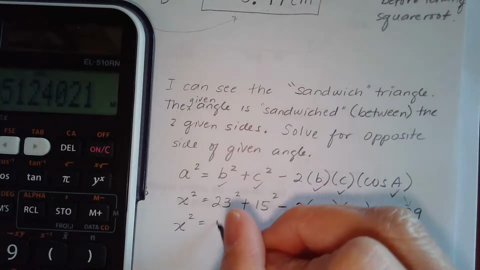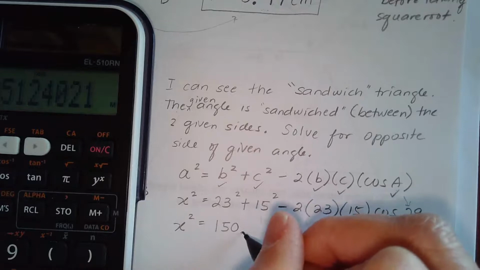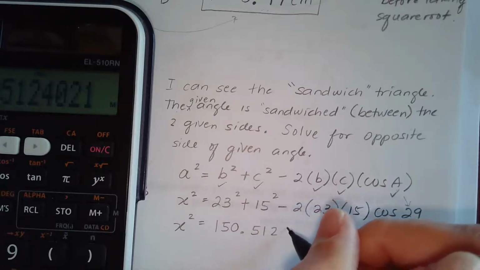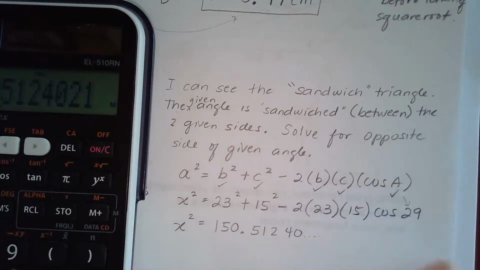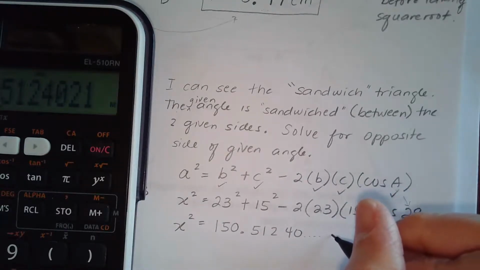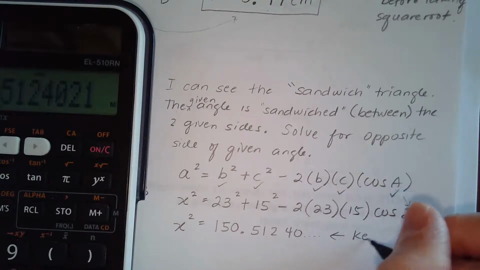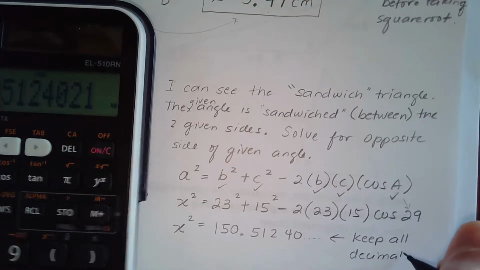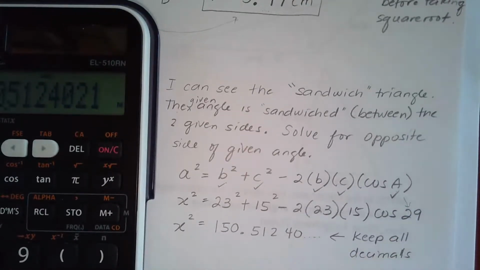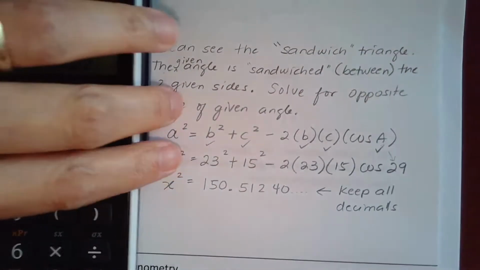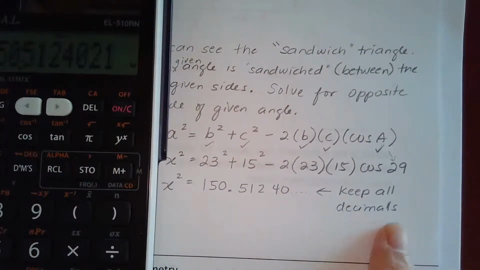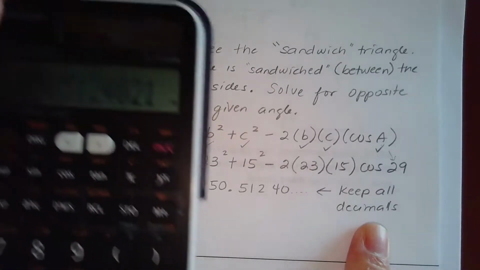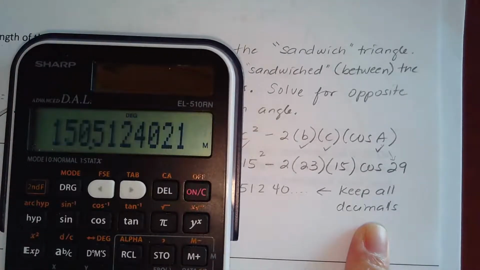Okay, so I'm going to get 150.51240 and then a whole bunch more decimals. Okay, keep all the decimals. Don't erase it when you type it into your calculator, because we're going to use all of them right away.